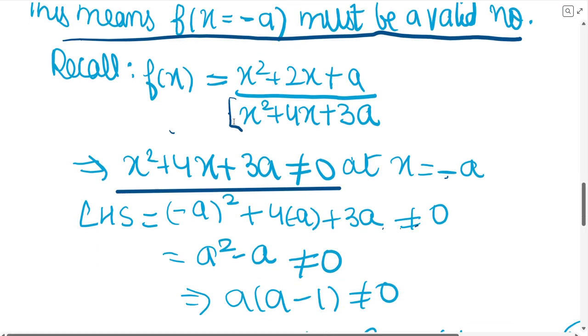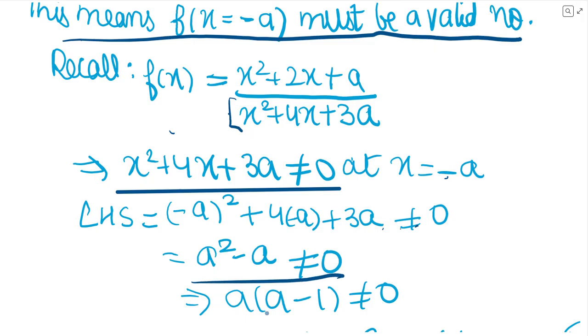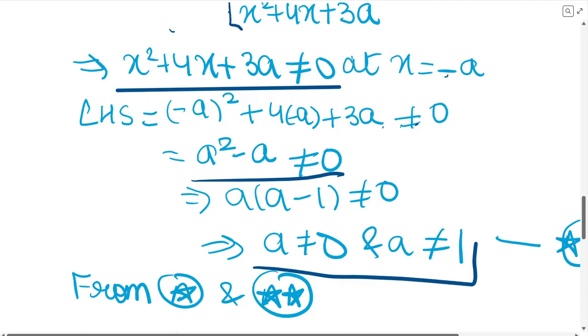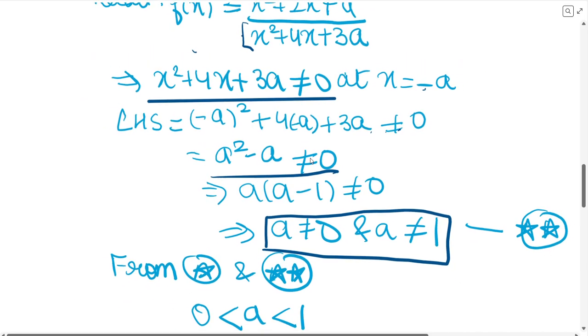That means a square minus a cannot be equal to 0, right? That means a into (a minus 1) cannot be equal to 0. This means a cannot be equal to 0 or a cannot be equal to 1. Now, we'll name it as double star.